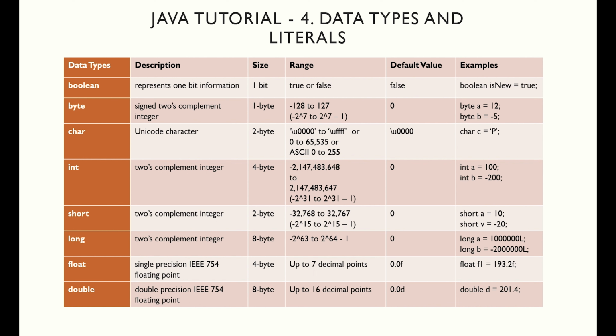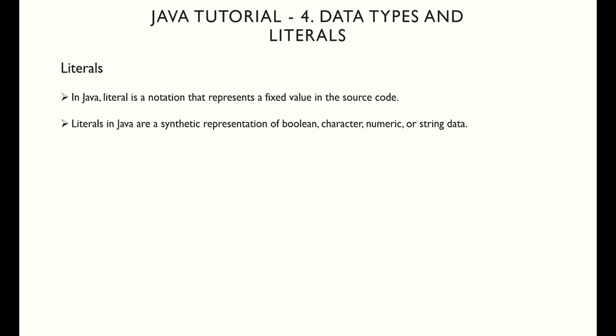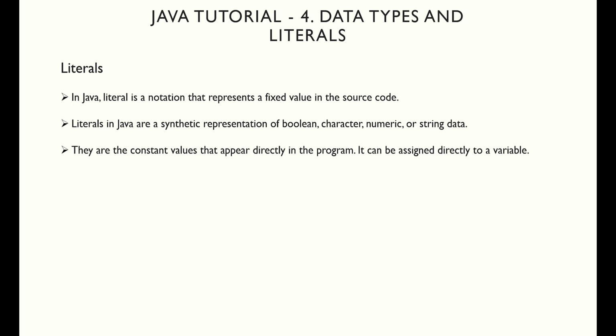Let's take a look at literals in detail. What are literals? In Java, a literal is a notation that represents a fixed value in the source code. In lexical analysis, literals of a given type are generally known as tokens. Literals in Java are syntactic representations of Boolean, character, numeric, or string data. They are a means of expressing particular values within a program. They are the constant values that appear directly in the program and can be assigned directly to a variable.